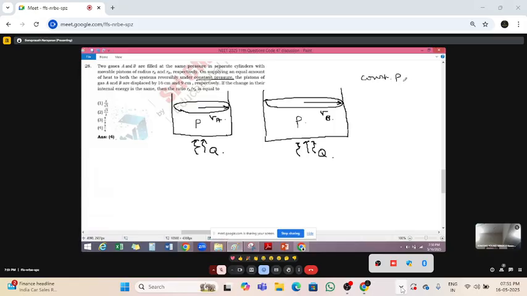The pistons of gas A and B are displaced by 16 centimeters. So that means this is going up slightly. As you heat this up, the piston will go up. That is 16 centimeter. And this is also going up, and this is given as 9 centimeter. If change in their internal energy is same, that means delta U is same, then the ratio of RA by RB is equal to.